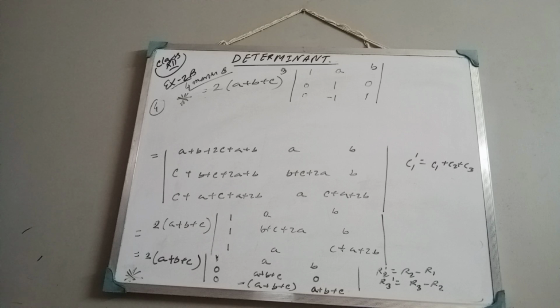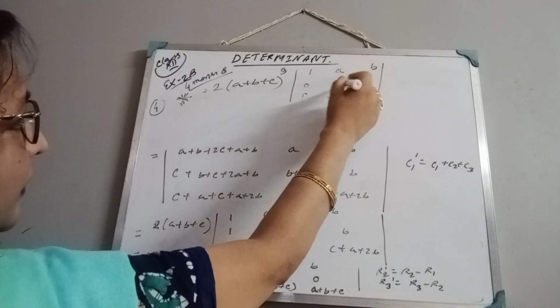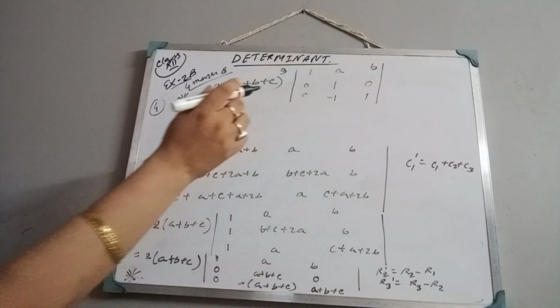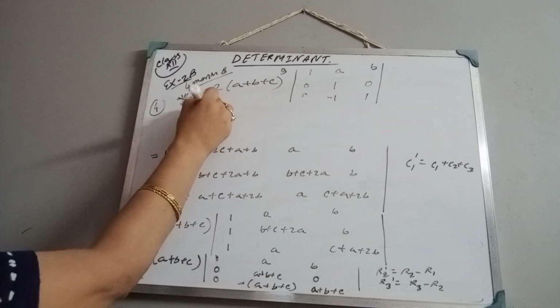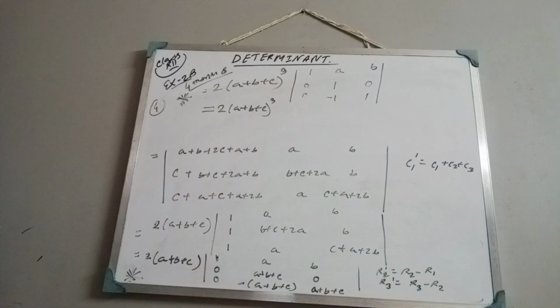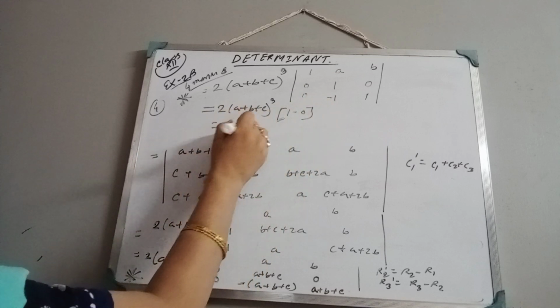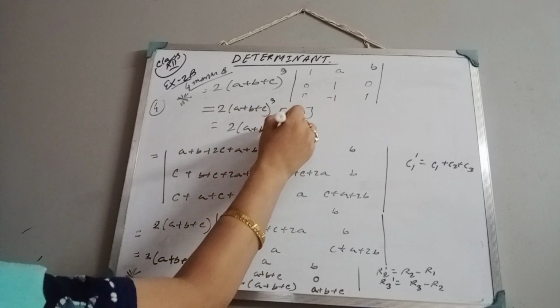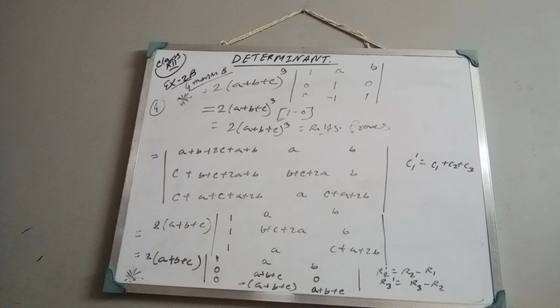Now expanding with respect to the first row, it is 1 into, minus of 0, so it is coming only 1. Now it is expanded with respect to the first row. No need to write, but if you want, we can write 1 minus 0. So it is 2 into A plus B plus C whole cube, which is equal to the right hand side. Proved.